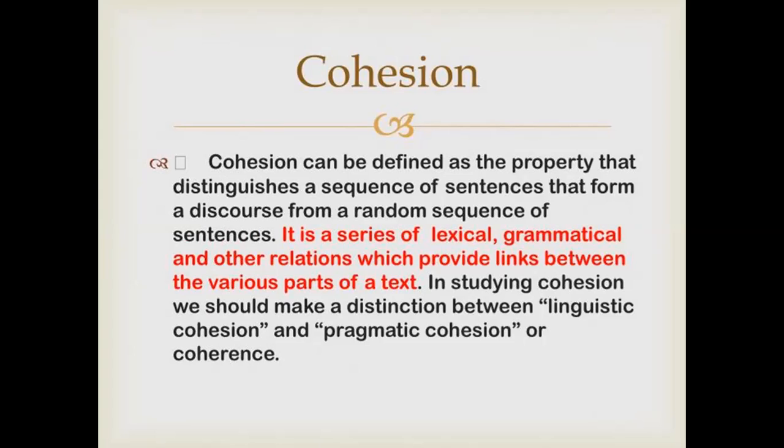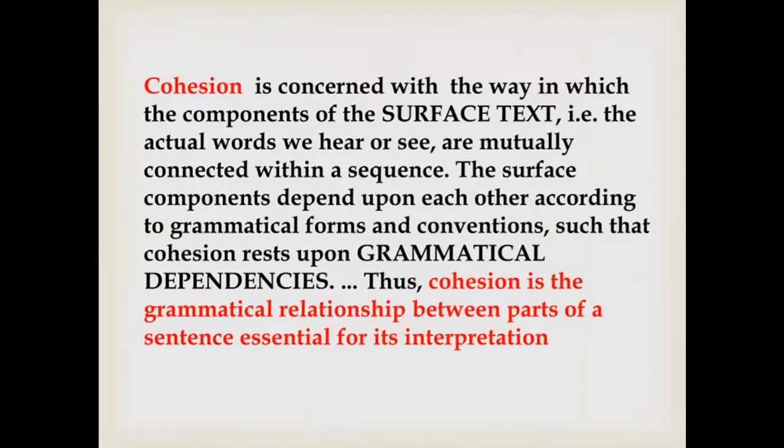In studying cohesion, we should make a distinction between linguistic cohesion and pragmatic cohesion, or coherence. Cohesion is concerned with the way in which the components of the surface text, for example, the actual words we hear or see, are mutually connected within a sequence. The surface components depend upon each other according to grammatical forms and conventions, such that cohesion rests upon grammatical dependencies. Thus, cohesion is a grammatical relationship between parts of a sentence, essential for its interpretation.